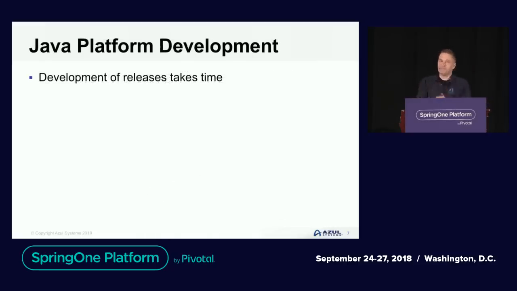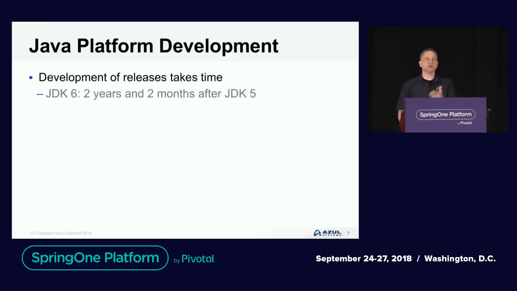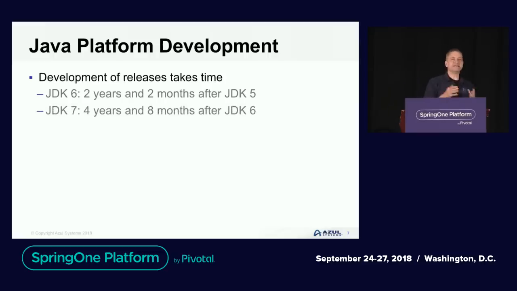Right. Well, the first thing we need to say is that the development of the Java platform has typically taken quite a long time. You know, we've got sort of 23 years of history now. And I did a little research on this, going way back to JDK 5 or JDK 6. JDK 6 came out 2 years and 2 months after JDK 5. JDK 7 was 4 years and 8 months after JDK 6.